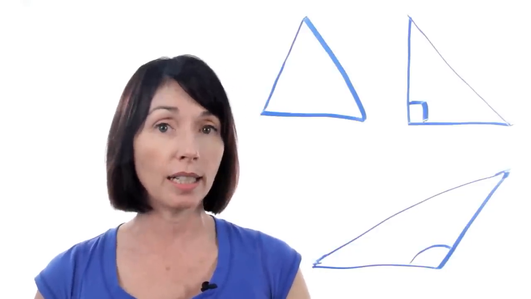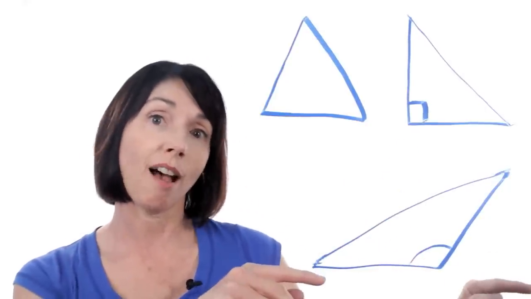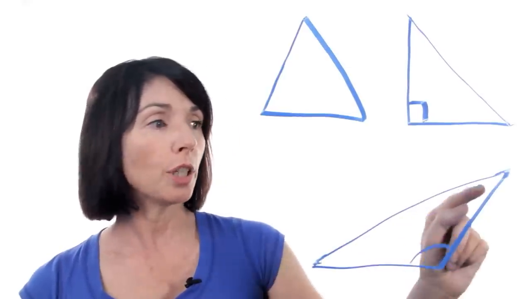If a triangle has one interior angle that's greater than 90 degrees but less than 180 degrees, that's called an obtuse triangle. That's this one down here. This is an obtuse angle. It's more than 90 degrees, but it's less than 180 degrees. 180 degrees is a straight line. So this obtuse triangle has one obtuse angle and two acute angles.